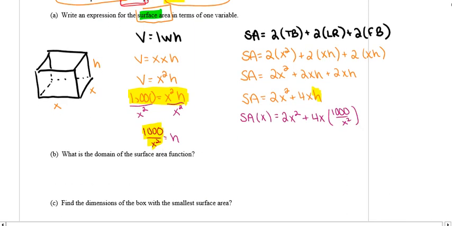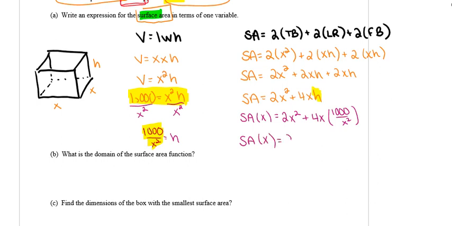And again, I'm going to simplify. So in terms of x, my surface area is 2x squared. I'm going to be smart and work smarter and not harder and remove a factor of x from both the numerator and denominator before I multiply. Remember, you can do that after, it just ends up being more work. So in terms of one variable, x, our surface area of this square box is 2x squared plus 4,000 divided by x.